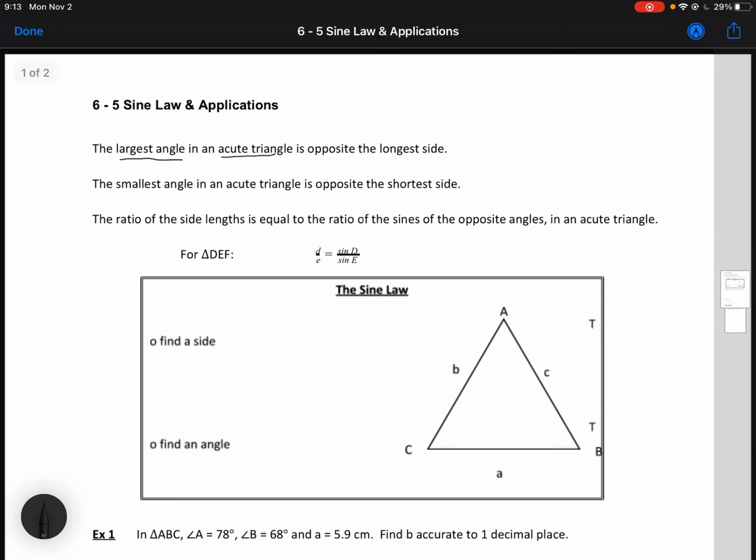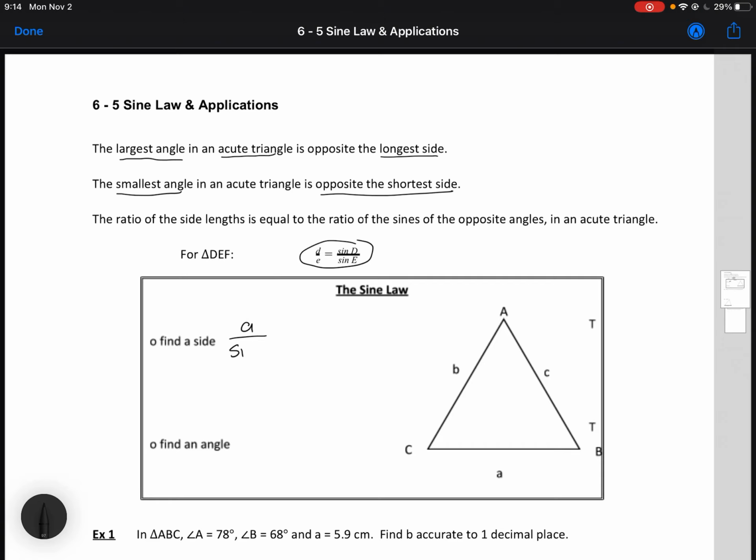What you need to know is that the largest angle in an acute triangle is opposite the longest side, and the smallest angle in an acute triangle is opposite the shortest side. What that gives us is the ratio of the side lengths is equal to the ratio of the sines of the opposite angles. So in an acute triangle, this is true, and this allows us to write the sine law.